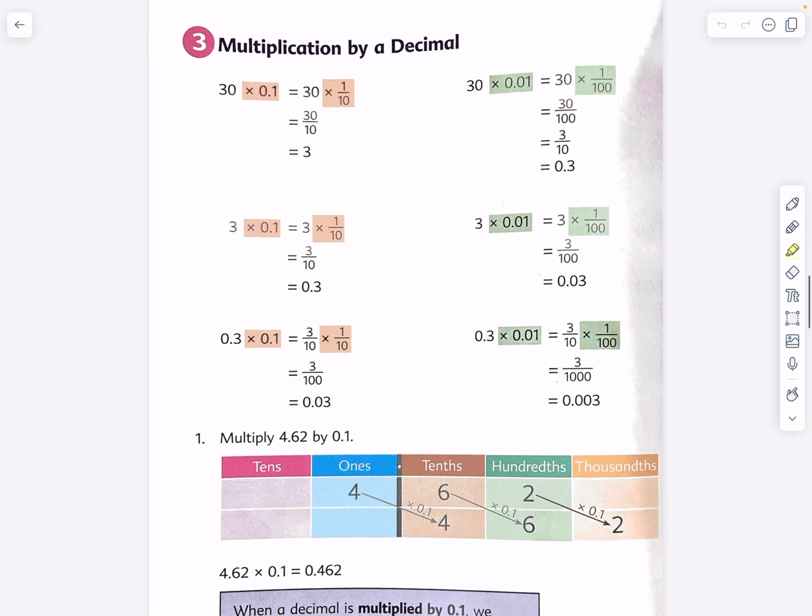We are on page 44. So I'm going to label it. So let's consider 30 times 0.1.